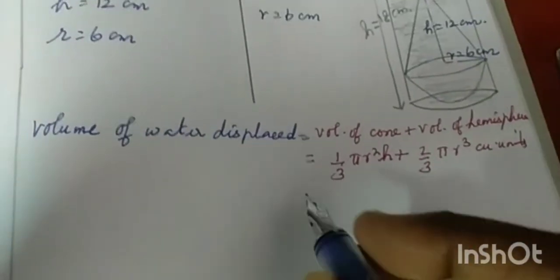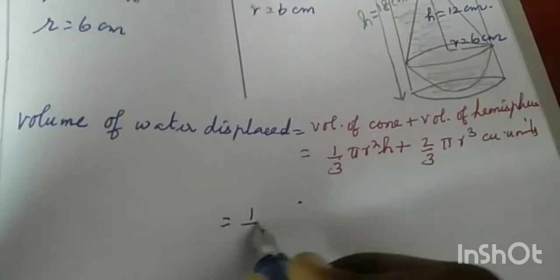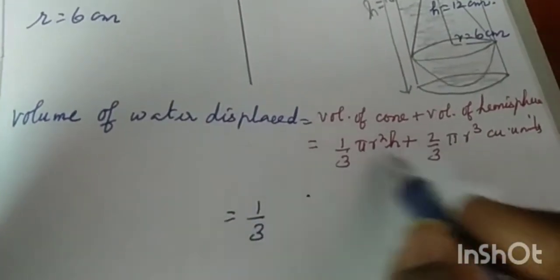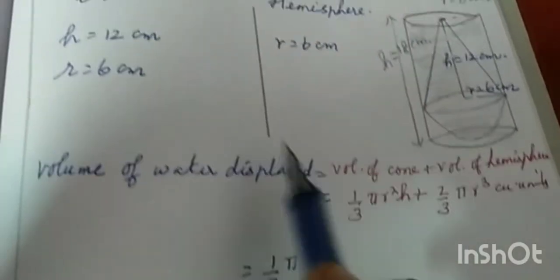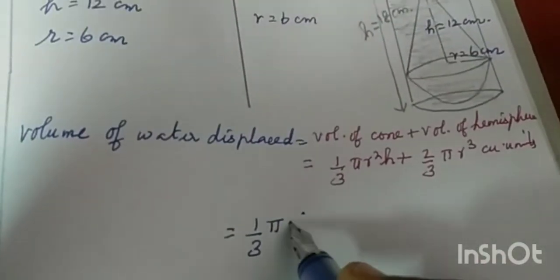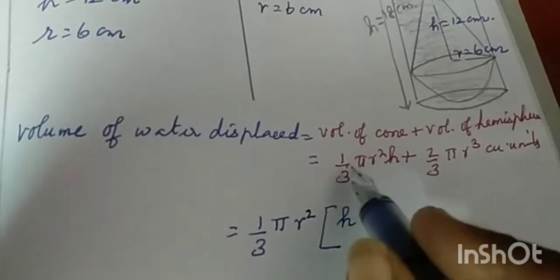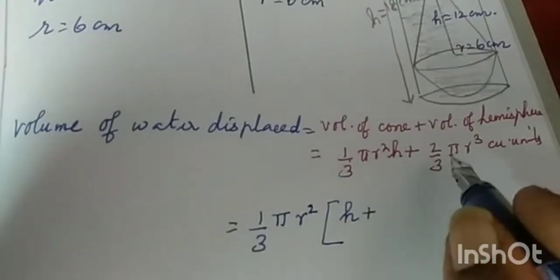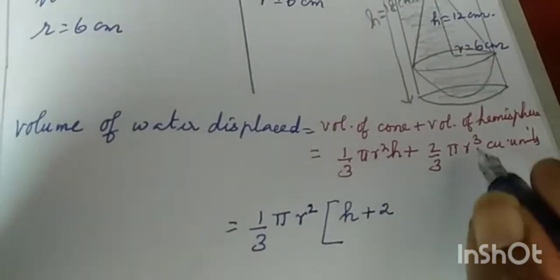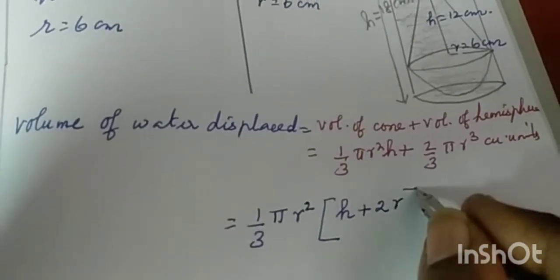Now which is equal to, 1 by 3 I can take common. 1 by 3 if I take common, remaining 2 I will write it inside the bracket. Pi is common. R is common for both. So r squared I will take it outside. The remaining will be inside the bracket. 1 by 3 pi r squared is outside the bracket. h plus 1 by 3 is already outside. Remaining 2 will be there. And pi r squared is outside the bracket. So remaining r will be there.